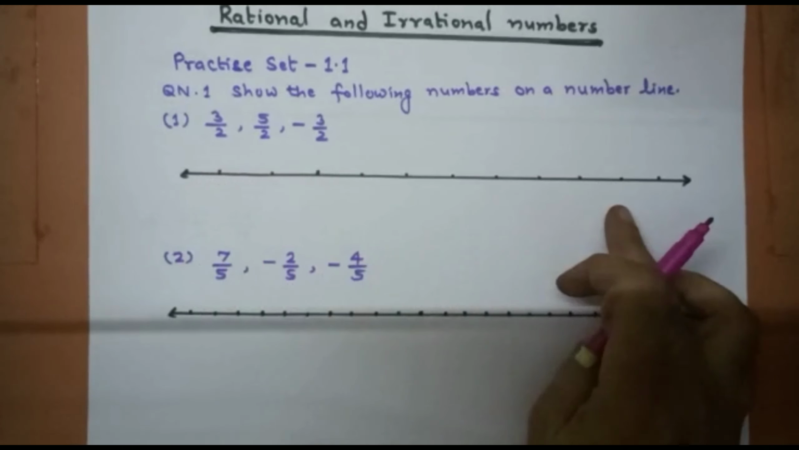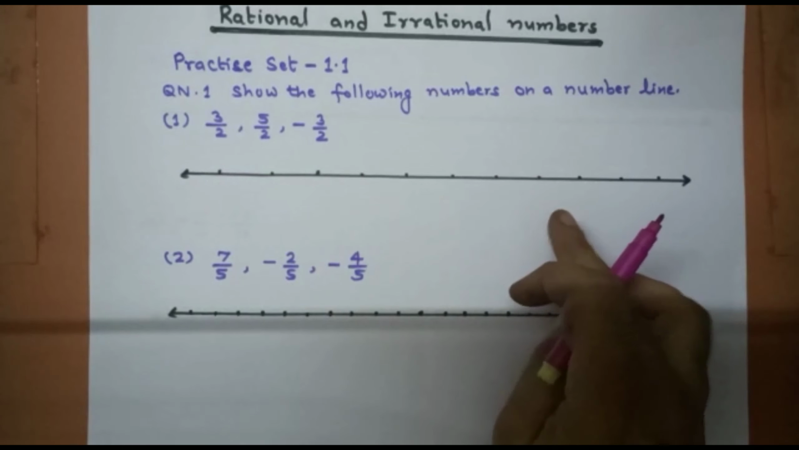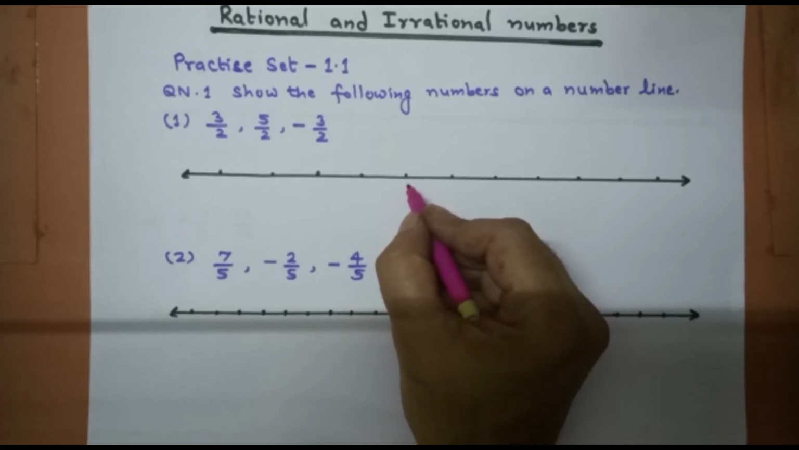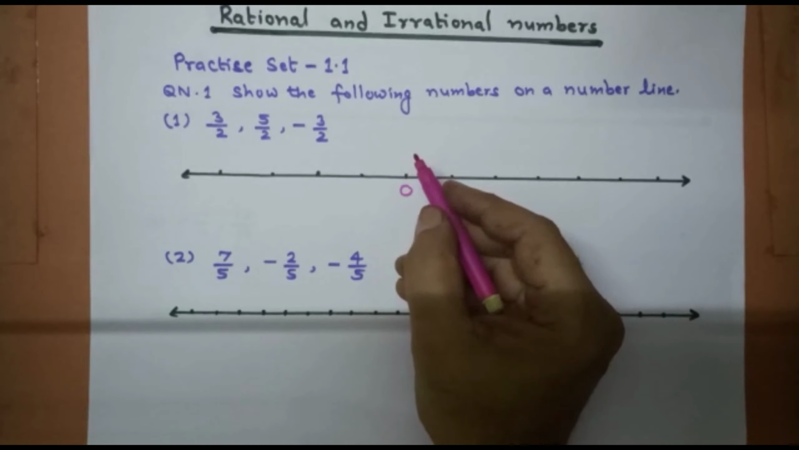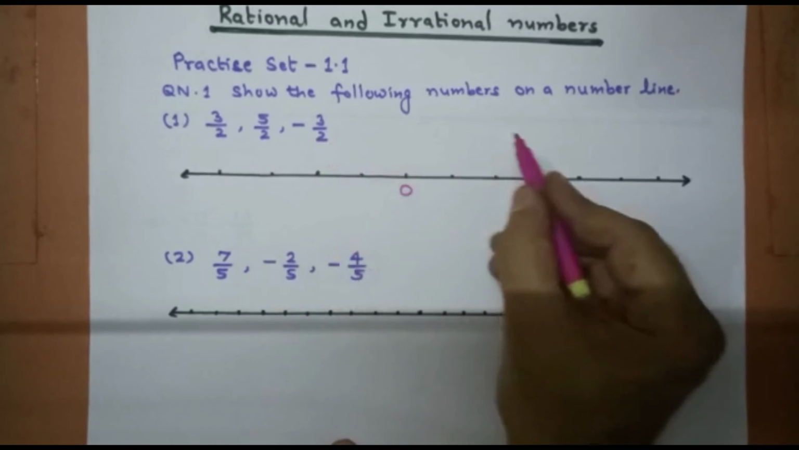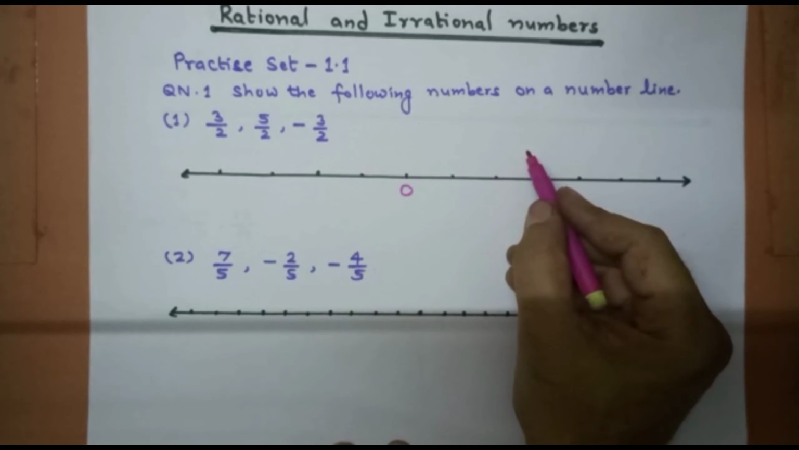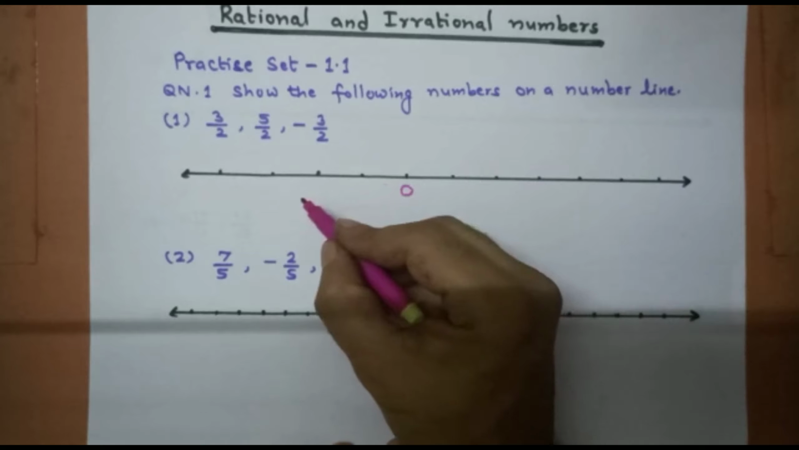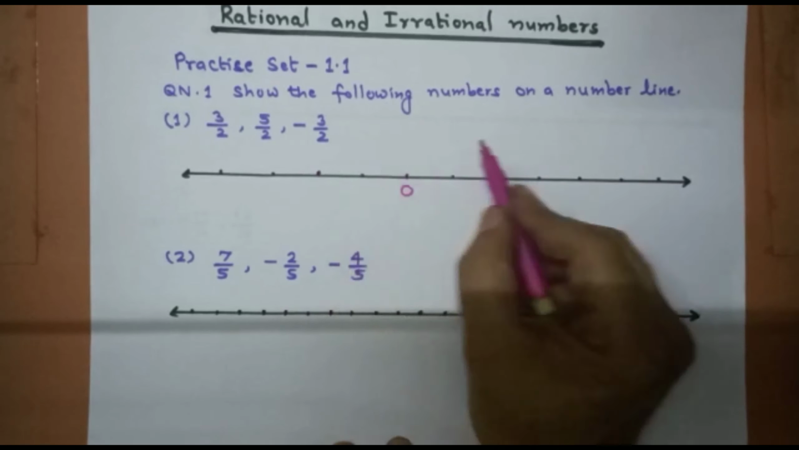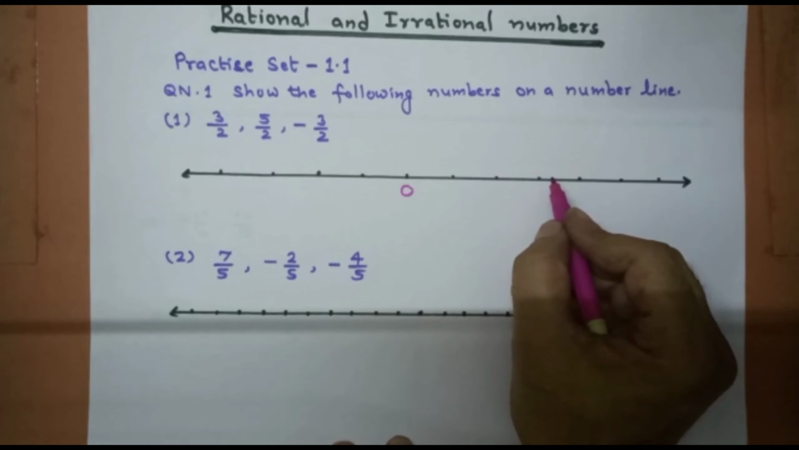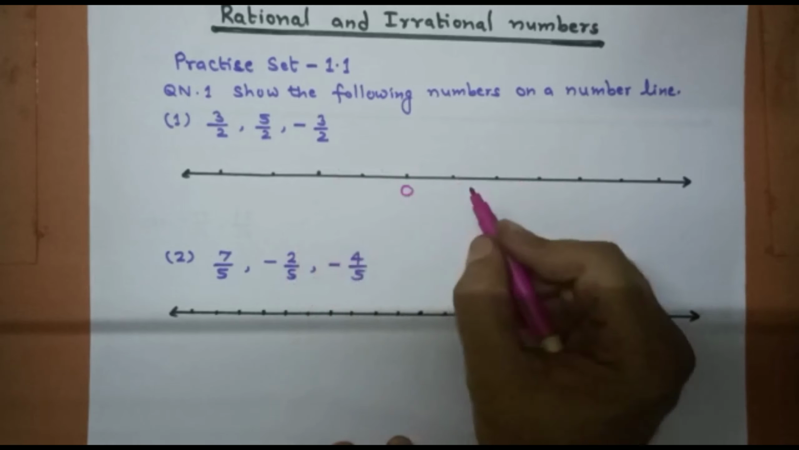First of all, you have to draw a line with the help of a scale. I have done it here already. Then somewhere in between you have to put 1 point as 0. As we have positive numbers as well as negative numbers, that means these numbers will be on the left hand side of 0 and also on the right hand side. Positive numbers are to the right side, whereas negative numbers are to its left.